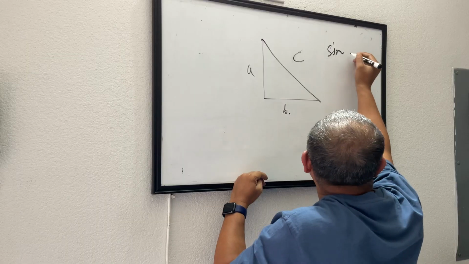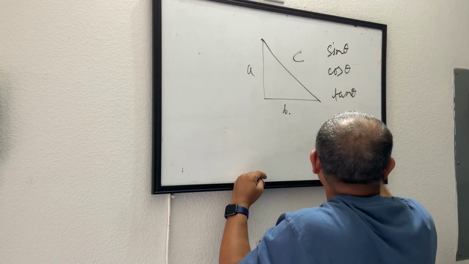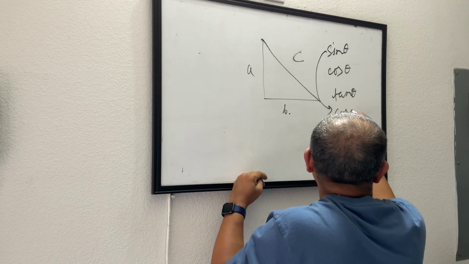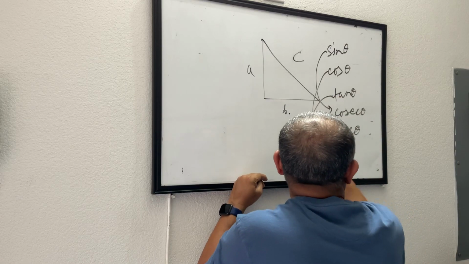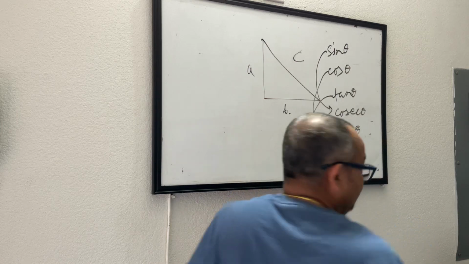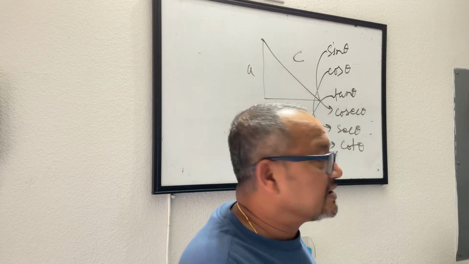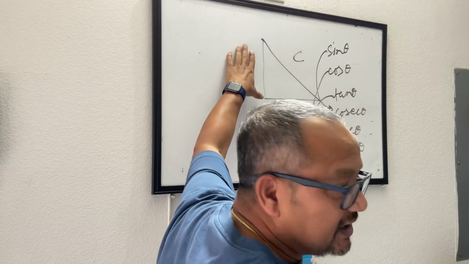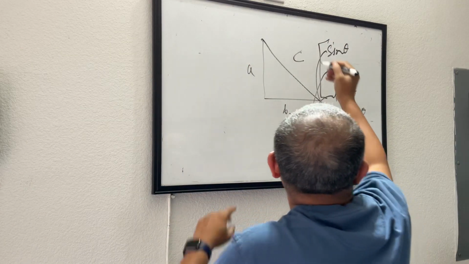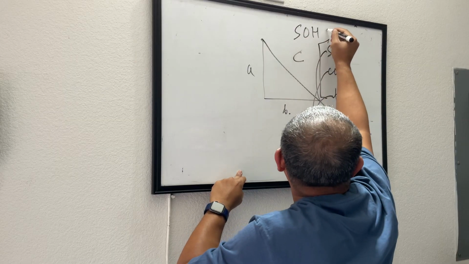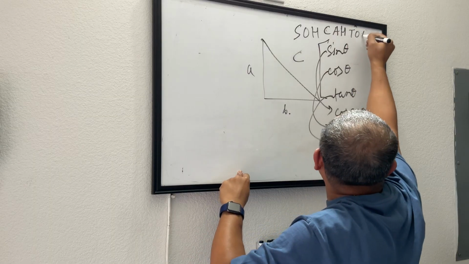So sine, cos, cosine, tan, and then reverse of sine is cosec, reverse of cos is sec, and reverse of tan is cot. So these are called trig ratios, and they are called ratios because it talks about the ratio of the sides. Now if you look at this, this whole thing is represented by the most hated acronym, SOHCAHTOA.